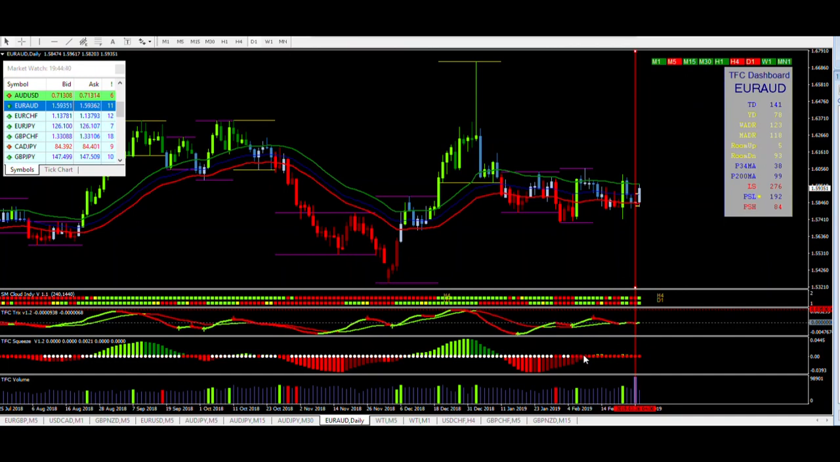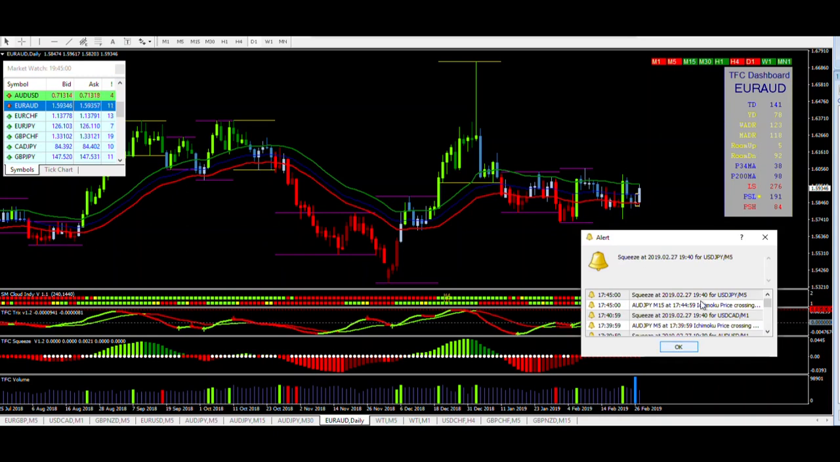Look how long it's been in a squeeze. Best part of 2 weeks. So when this fires off, you're going to get a good trade, either long or short. And the tricks will help us, and the TFC.